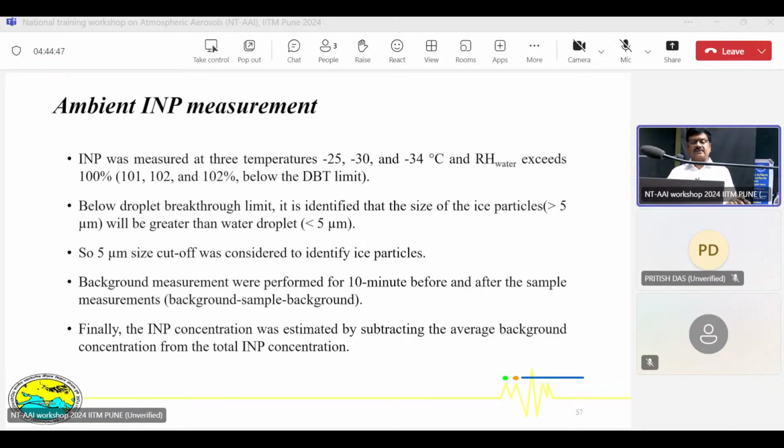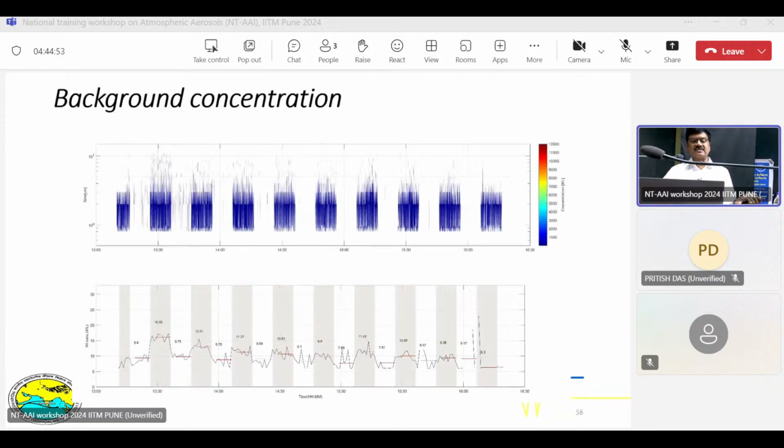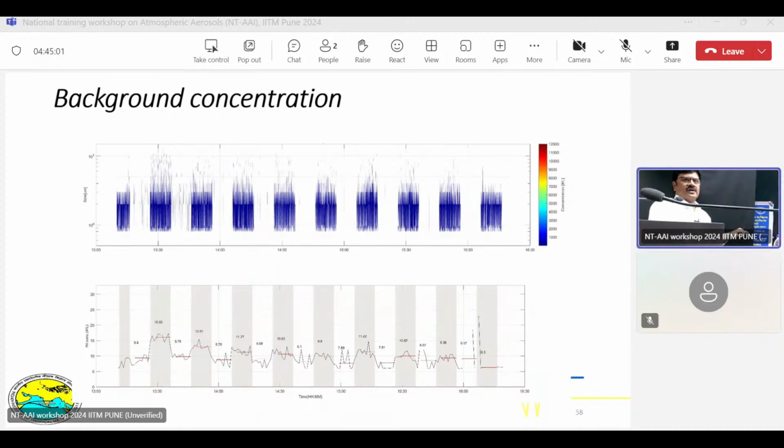As I said, the cutoff and polarimetric detector will give you whether you identified ice particles or only droplets. So these are the sequence, some background concentration. Then you measure ice nucleating concentration. Again, the experiment will last for several hours.